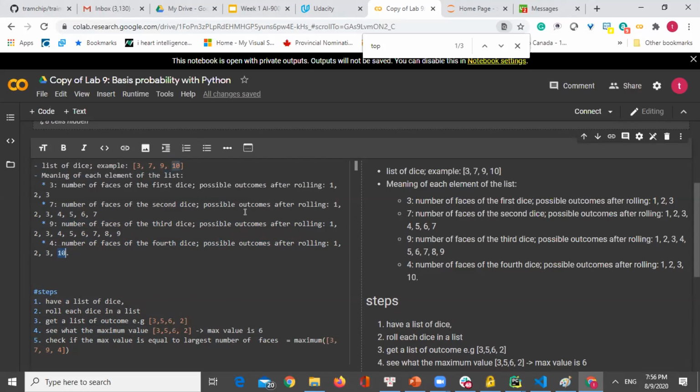We should remove this part. And I should specify what I am doing, the steps of the experiment. The first step, we got the list of dice. We roll each dice in the list. We get the list of outcomes. We see what is the maximum value. When we got the maximum value, we assign it to our random variable.